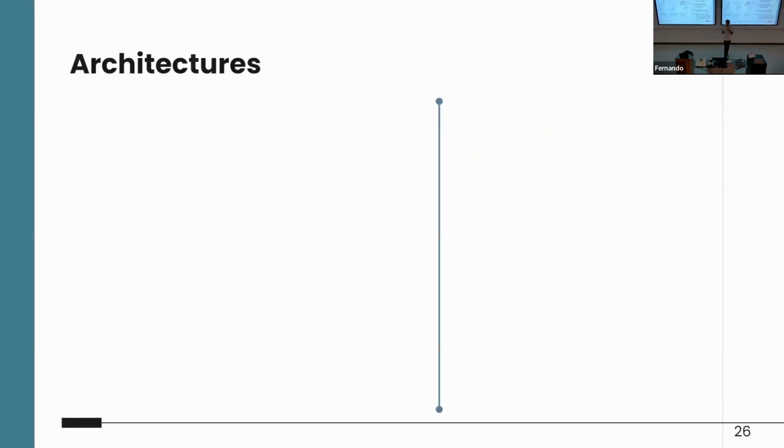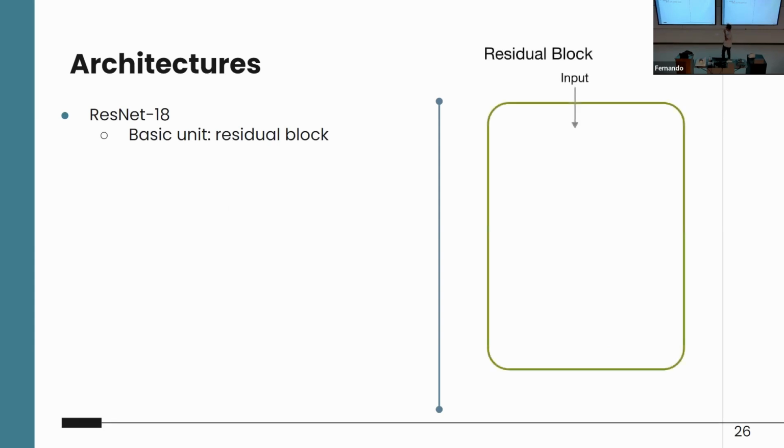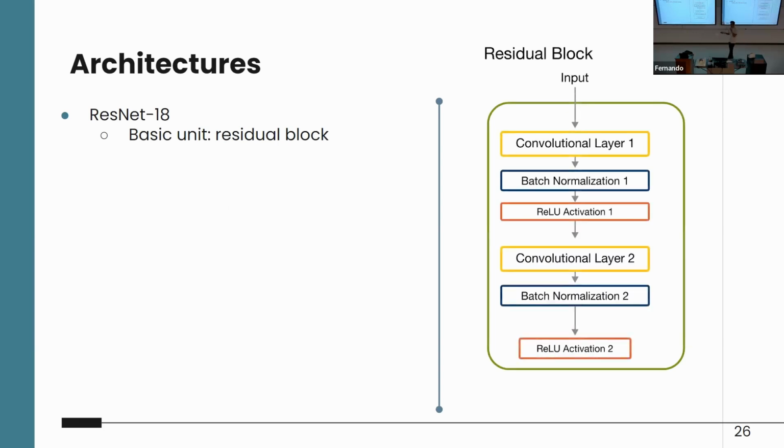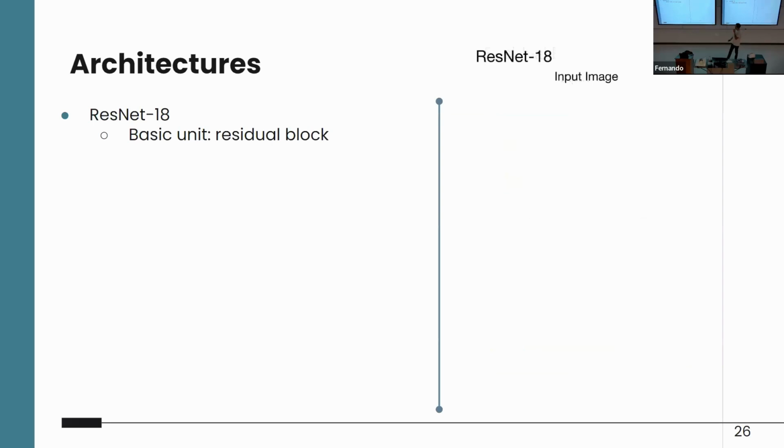All right, so now let me tell you a little bit about the architectures. So I'm going to test 2 different types of architectures. The first one is a ResNet 18. In this architecture, the basic unit is a residual block. And now I'm going to speed run through this explanation. A residual block basically takes an input that goes through a convolutional layer, a batch normalization layer, and then a ReLU activation. And then it goes through another set of those. There's a skip connection from the input to right before the second activation, and that gives us the output. The ResNet 18 architecture is simply a stack of these blocks.